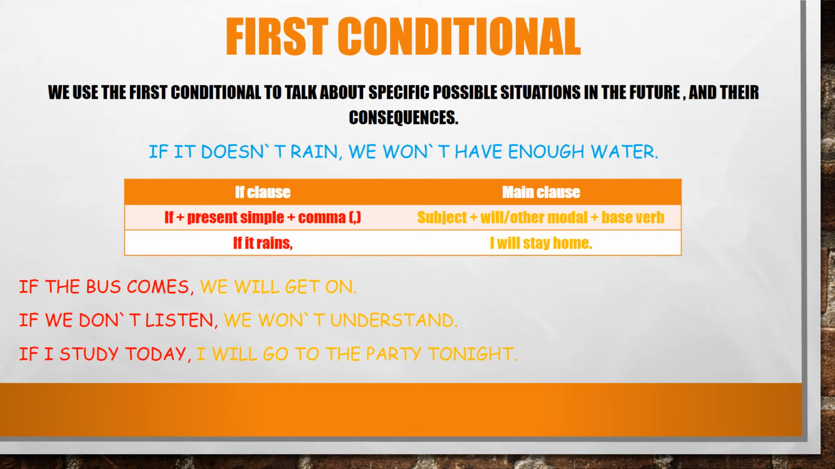The first conditional has the present simple after if, then the future simple in the other clause. If plus present simple plus comma plus subject plus will plus base verb. For example, if it rains, comma, I will stay home.